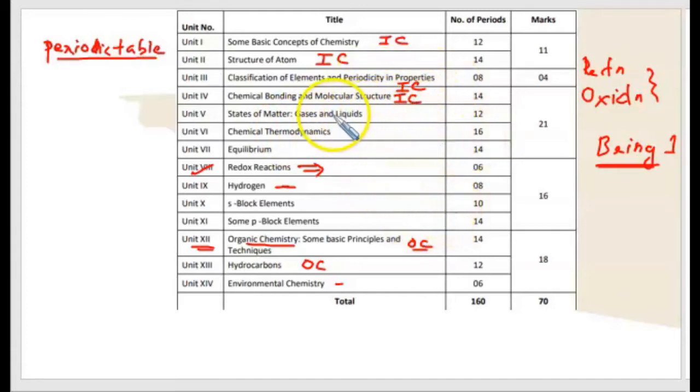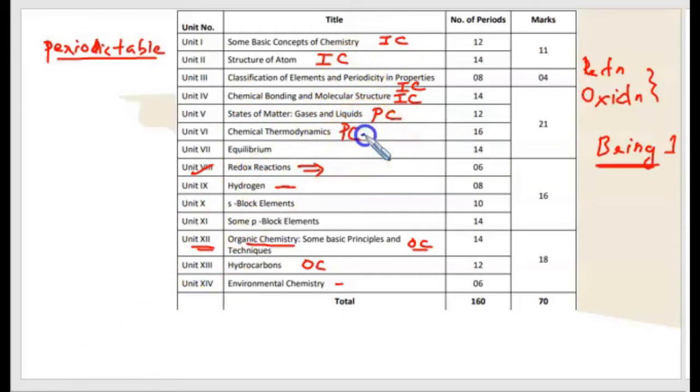States of matter, in that the gaseous and liquid state. You know that there are 3 main states of matter: solids, liquids and gases, and in this chapter you're going to study gases and liquids in detail. This comes under physical chemistry. Chemical thermodynamics also comes under physical chemistry. It is entirely a new topic for you.